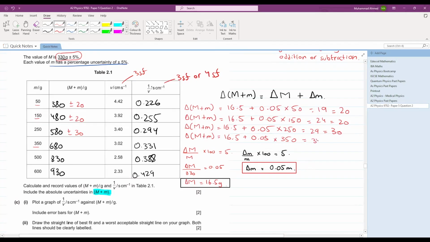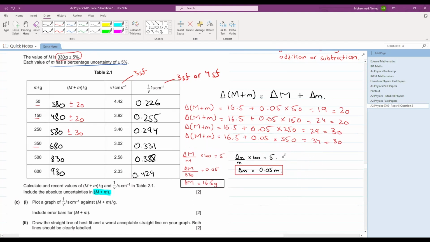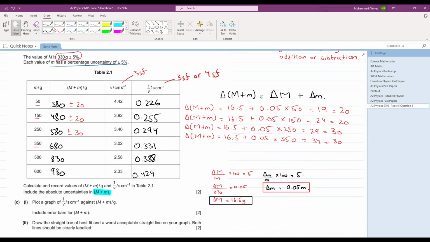34 grams is your absolute uncertainty, rounded off to one significant figure is 30. Simple. So your absolute uncertainty becomes 30. Let's write plus minus 30 here. Perfect. Let's do it for the fifth row.